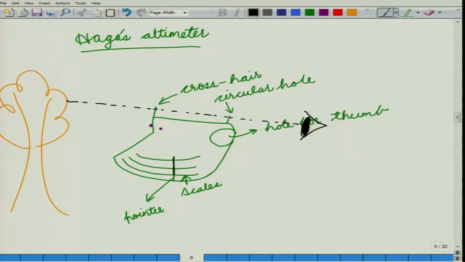Now, this pointer can be put into two positions. One position is the free position. A free position is reached when you press this button. When it is in the free position, this pointer is always vertical. No matter how much you tilt your equipment, it will always be vertical. So, it is very similar to this case.